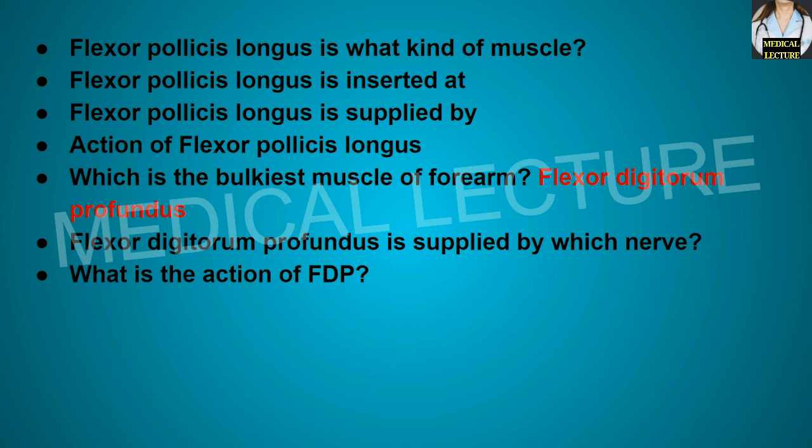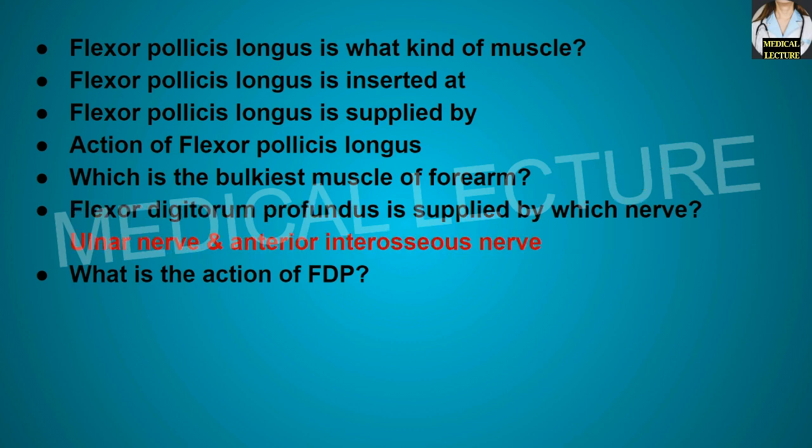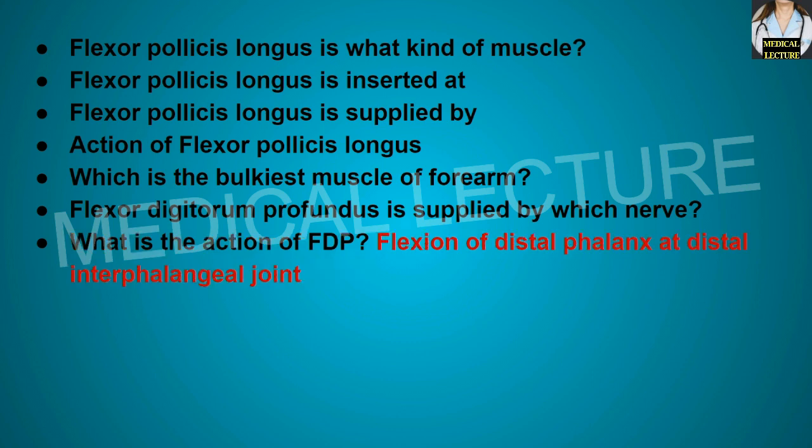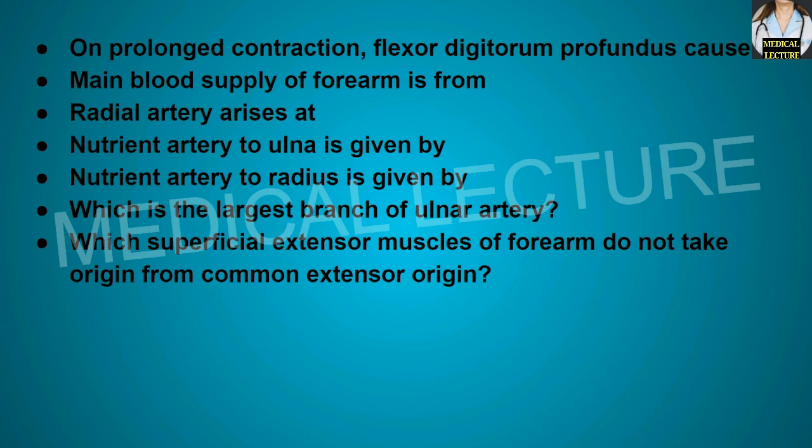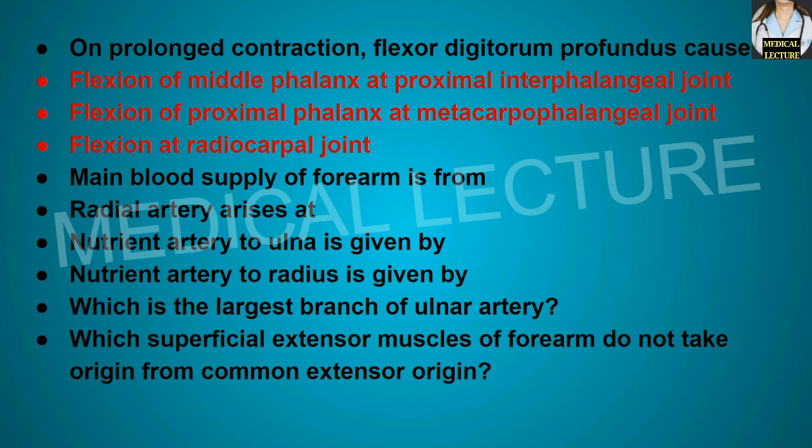Flexor digitorum profundus is supplied by which nerve? It is supplied by the ulnar nerve and the anterior interosseous nerve. What is the action of the flexor digitorum profundus? So it causes the flexion of the distal phalanx at the distal interphalangeal joint. On prolonged contraction, FDP muscle causes the flexion of the middle phalanx at the proximal interphalangeal joint, flexion of the proximal phalanx at the metacarpophalangeal joint, and the flexion at the radiocarpal joint.